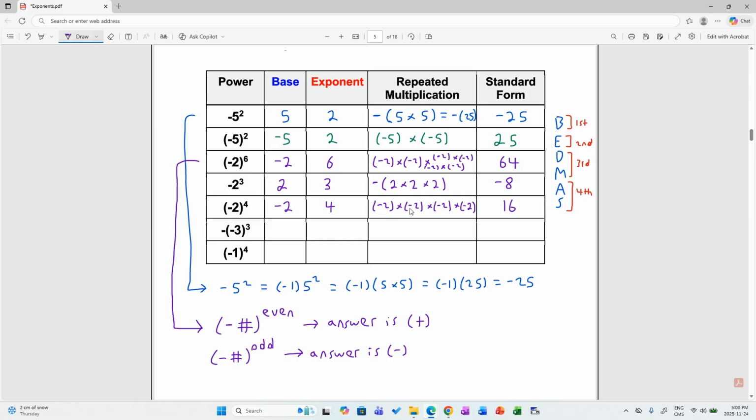Negative 2 times negative 2 is positive 4. Positive 4 times negative 2 is negative 8. Negative 8 times negative 2 is positive 16 because I have a negative times a negative at the end. Okay, let's compute this one.